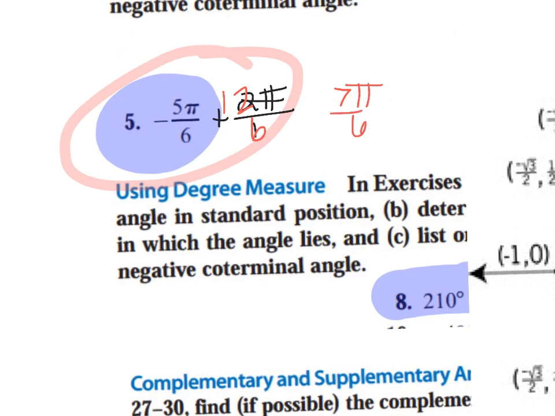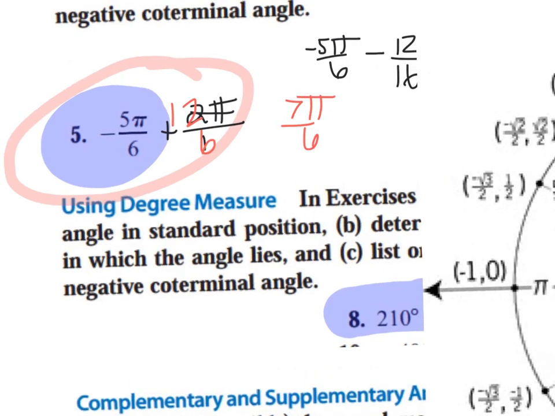That's my positive one. What would happen if it came out negative, but I'm looking for a positive? We'd add 2 pi again. You just keep adding. Then I'm going to find the negative. So it's negative 5 pi over 6 minus 12 pi over 6, and I get negative 17 pi over 6.